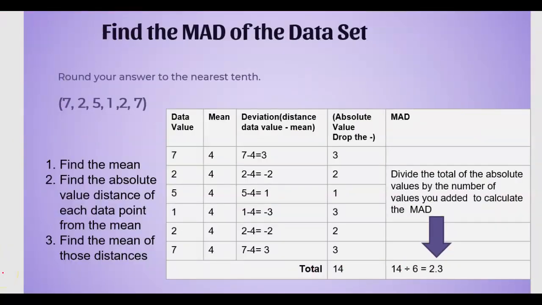All right, let's look at this data set. Here's your data set. I'm just going to write those numbers in here. 7, 2, 5, 1, 2, 7. Notice they're not in order. That doesn't need to be in order if you don't want it to be. It's okay. But I add all these numbers together and I divide by 1, 2, 3, 4, 5, 6. I divide by 6 and I get a mean of 4. This is step number 1.